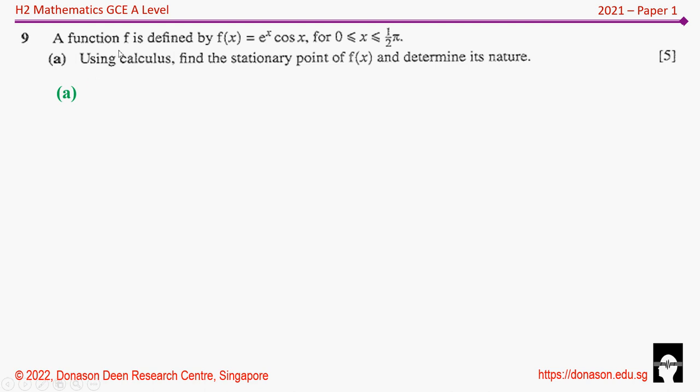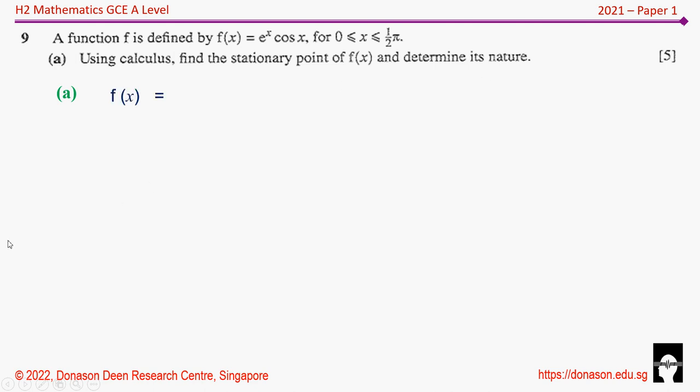A function f is defined by f(x) = e^x cos x, where x is anywhere between 0 to pi over 2. By using calculus, find the stationary point of the function of x and determine its nature.